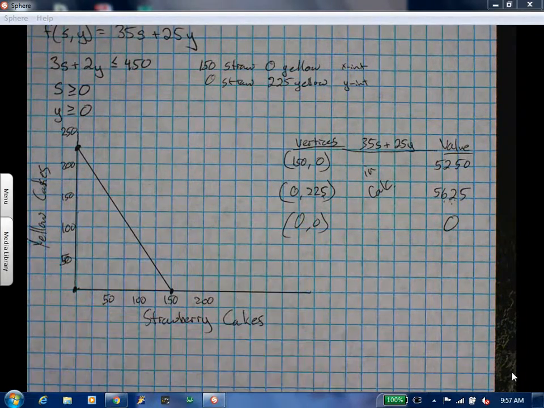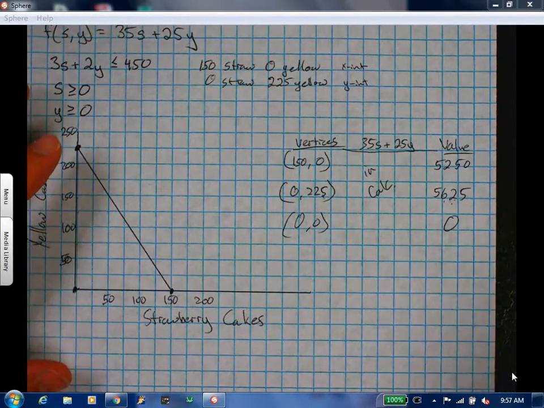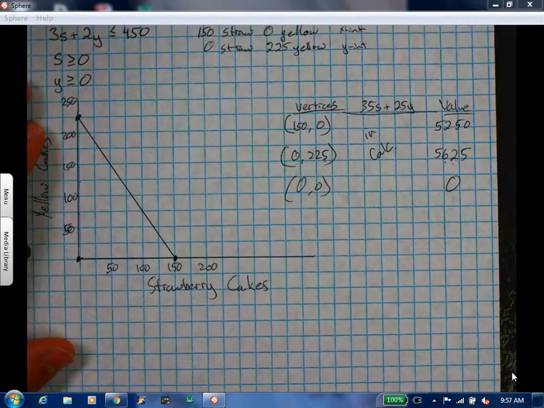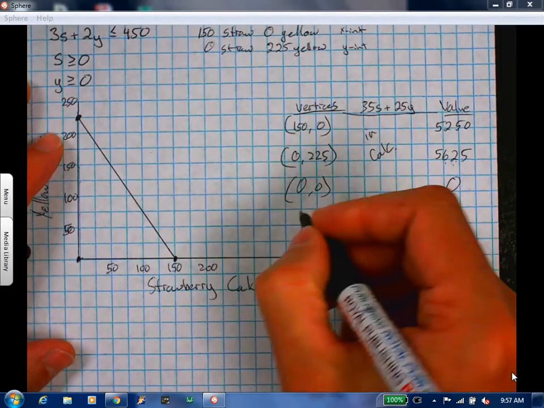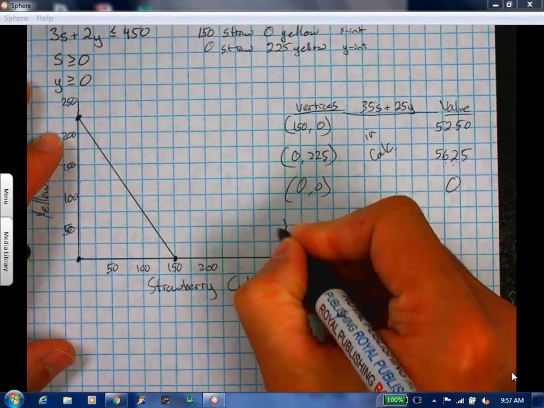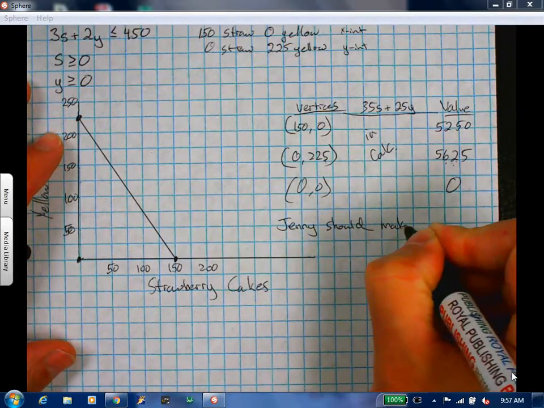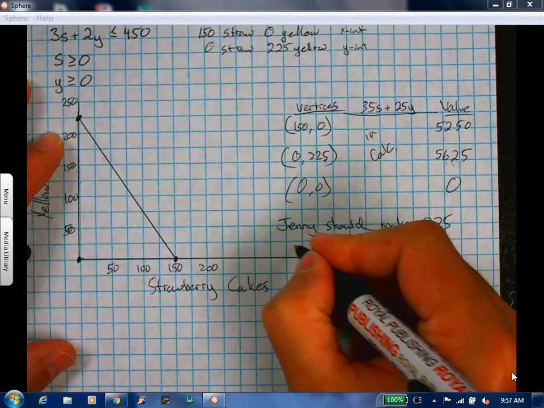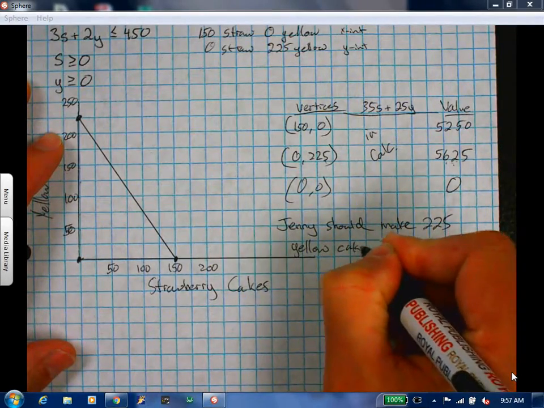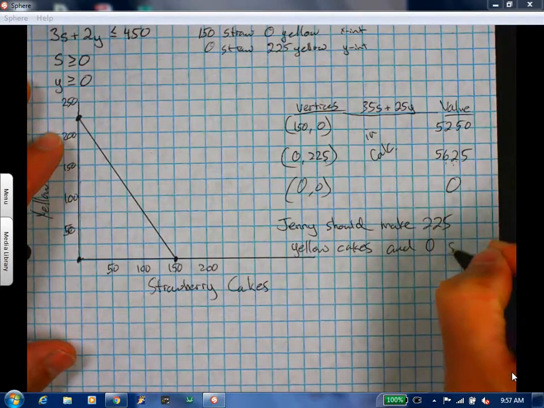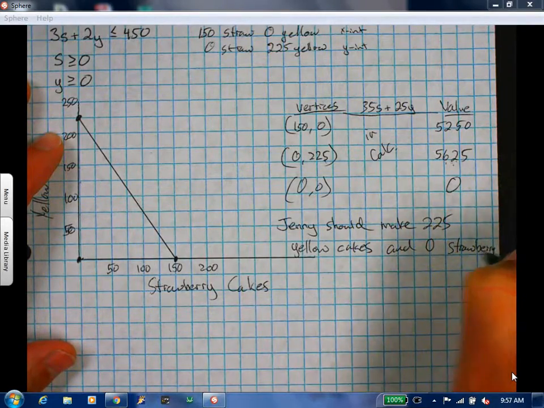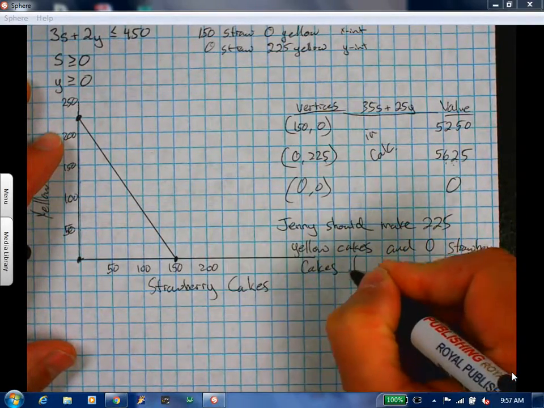Economics. Okay, so they want to know how many of each type of cake should be made to maximize revenue. So this is Jenny's Bakery. So Jenny should make 225 yellow cakes and 0 strawberry cakes, for a revenue of $5,625. Good day's work.